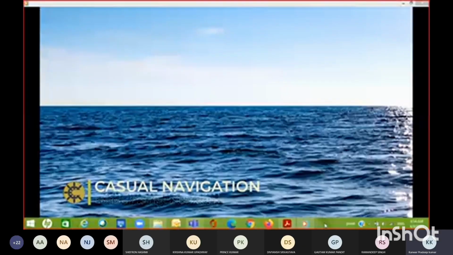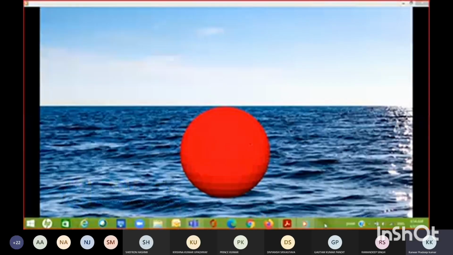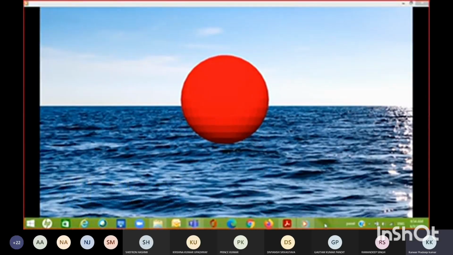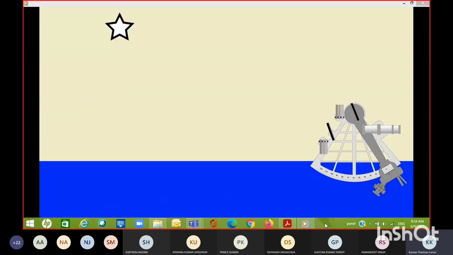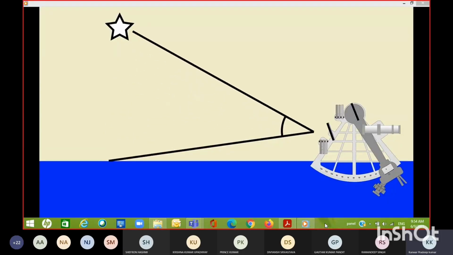What we're going to do is measure the altitude of this red body. I've just coloured it red to make it easier to see the technique that we're going to use. The altitude is just the angular distance between the body and the horizon, as measured from the observer's position. In this case, the sextant is the observer.